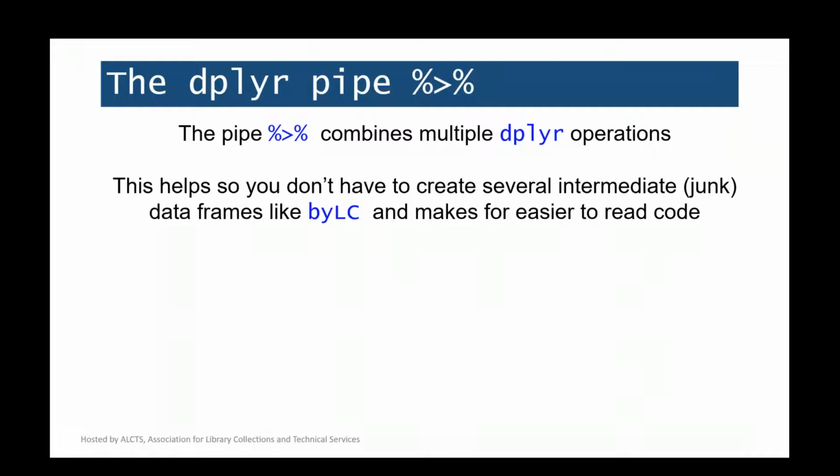We discussed last time using the pipe as a way of combining multiple dplyr operations. This helps so you don't have to create these intermediate junk data frames like by LC, which is just a grouped data frame, and it makes for easier to read code. Here's what I mean.